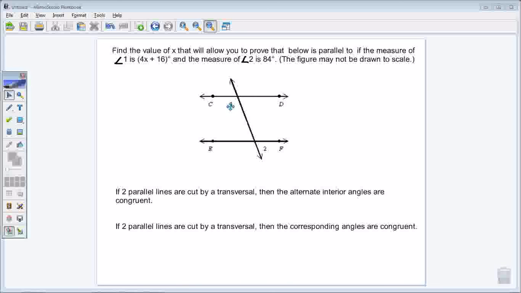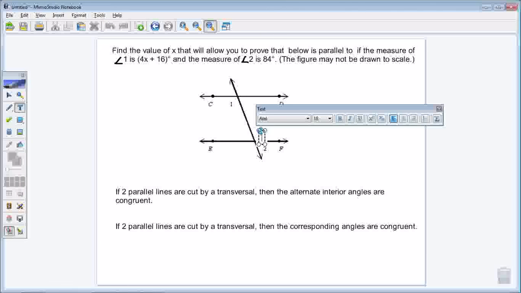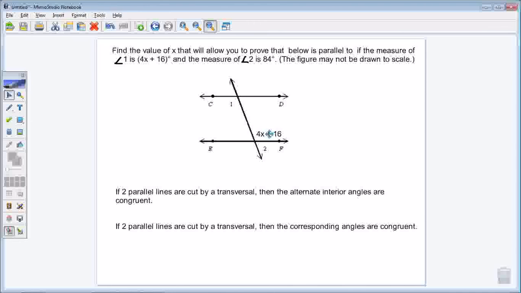So if angle 1 is 4x + 16, then I know this angle here is also 4x + 16. So I can say this is 4x + 16 degrees. Now, what good does that do me? Angle 1 is 4x + 16, this angle is 4x + 16, but I'm looking to solve for x, and I still don't know what to do.